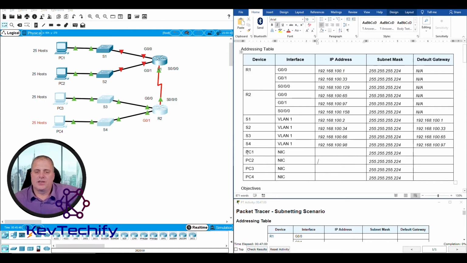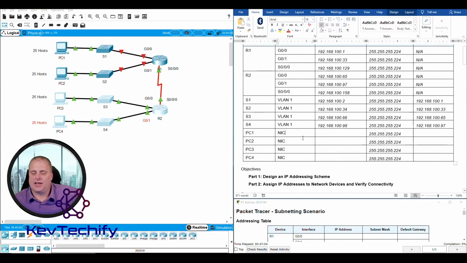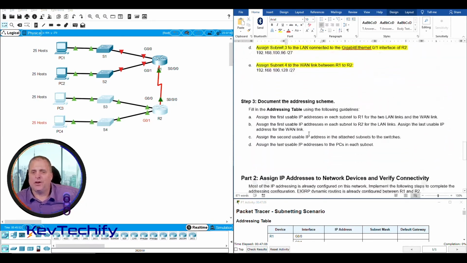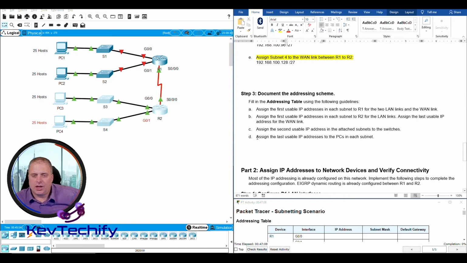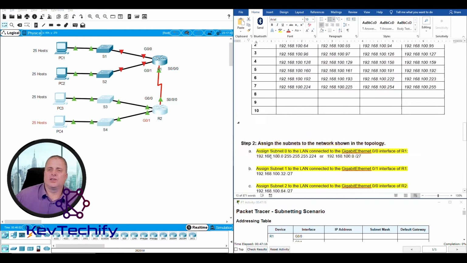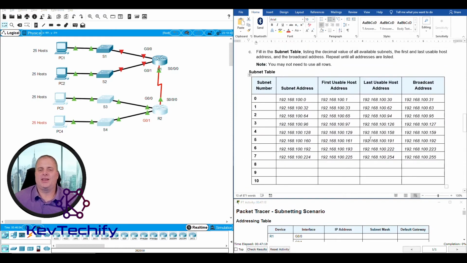Okay, that leaves us with our PCs left to figure out in this addressing table. Coming down here, once again, what's the requirement? Use the last usable IP addresses for the PCs in each subnet. This is where this table is going to come in handy again, because for each subnet, we figured out what the last usable host IP address was. And this would be the IP addresses of our PCs in there.